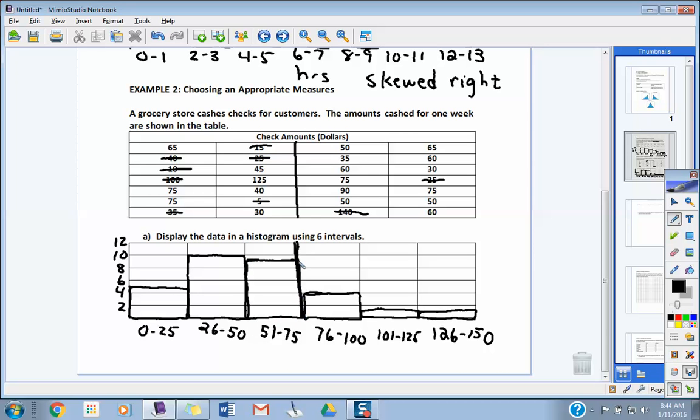So here's what we get for a graph right here. So a lot of counting going on there. You guys agree with that? How many numbers were between 0 and 25? How many were between 26 and 50? How many of those numbers fell between 51 and 75? We just want to know how frequently that number appears in that table. And we represent it in a histogram here, all right?